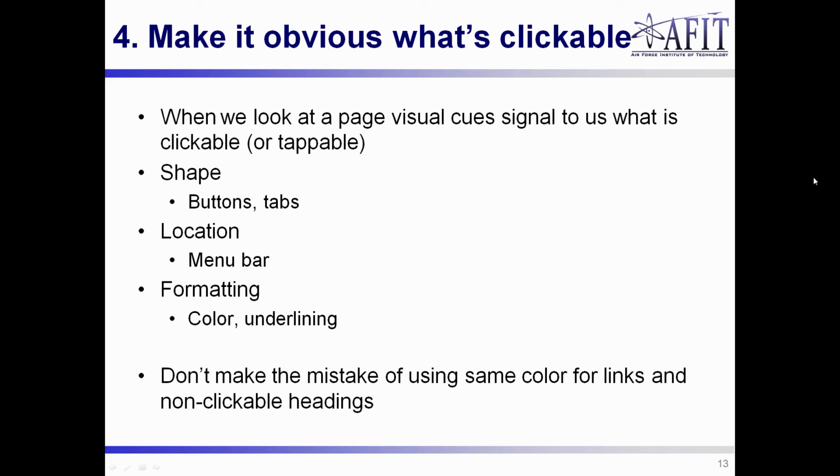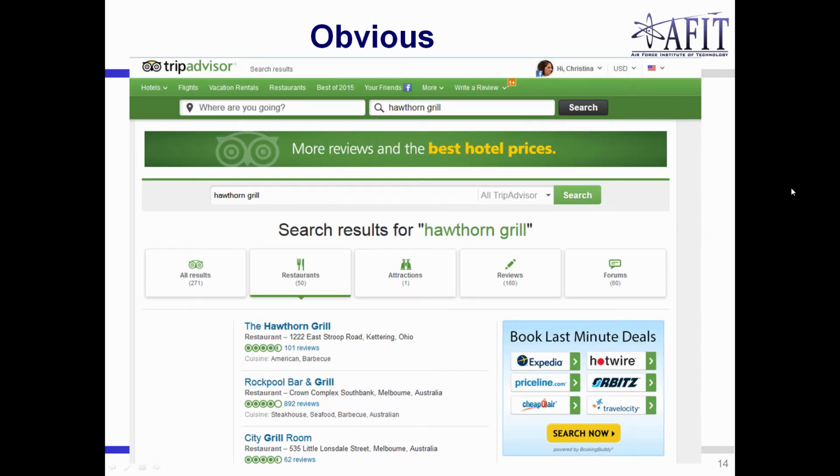So, to give you some examples of things that are obviously clickable. All right, this is TripAdvisor. You can see down here in the center, we've got these buttons, and we know they're buttons because of the card-like shapes that they've got on them. We've got this blue text here, which are names of restaurants, and those are blue because they're clickable.